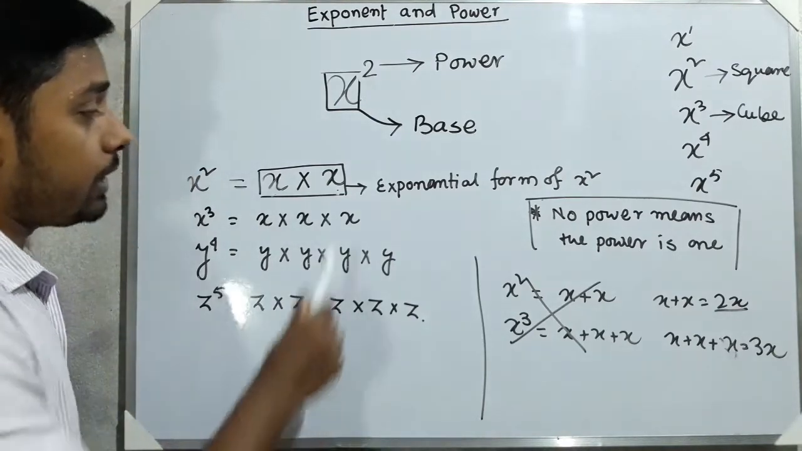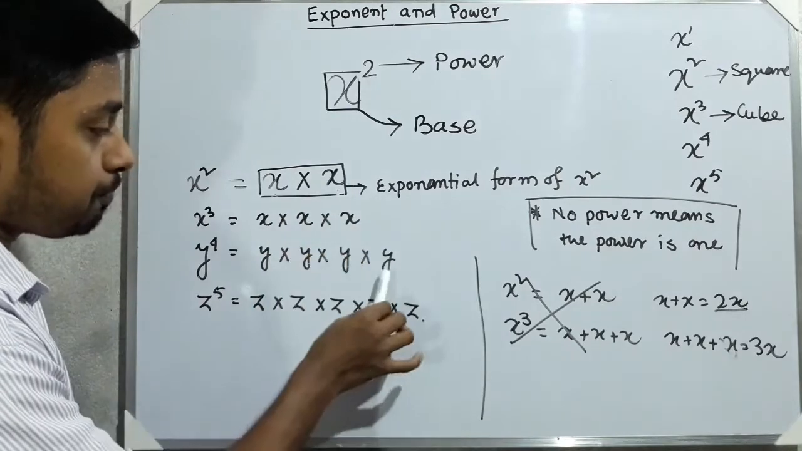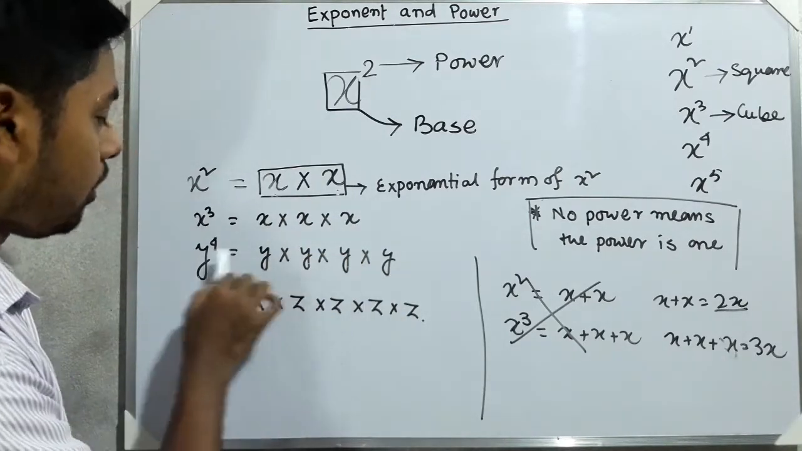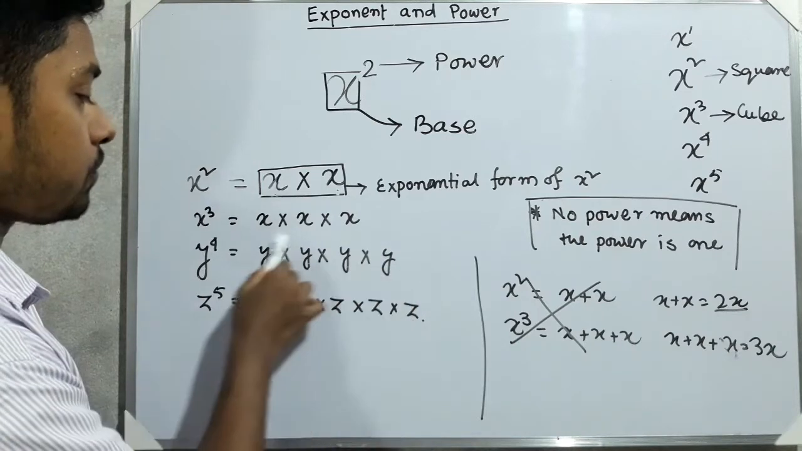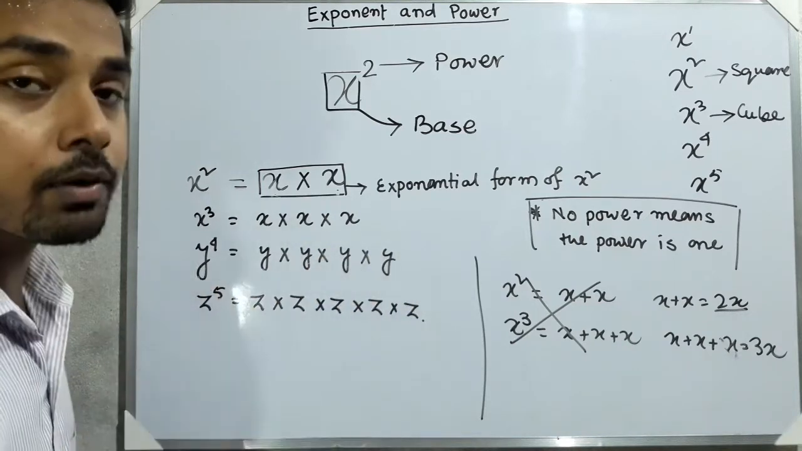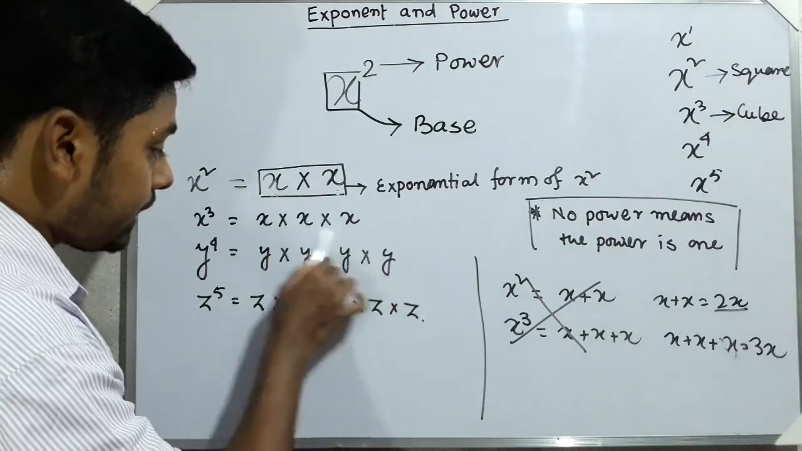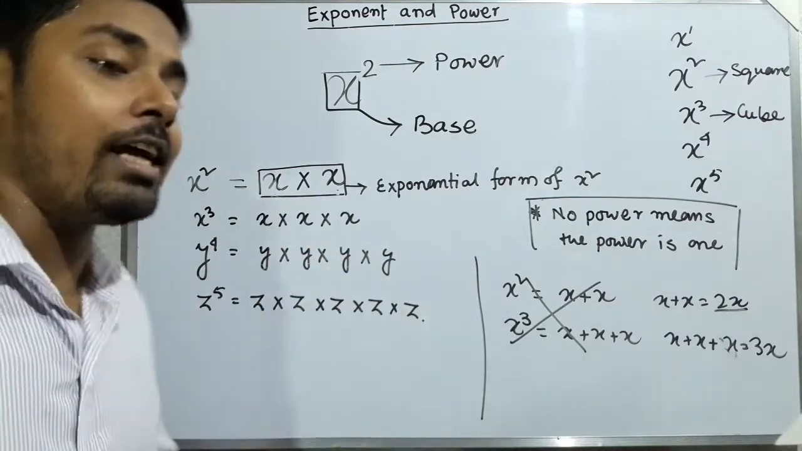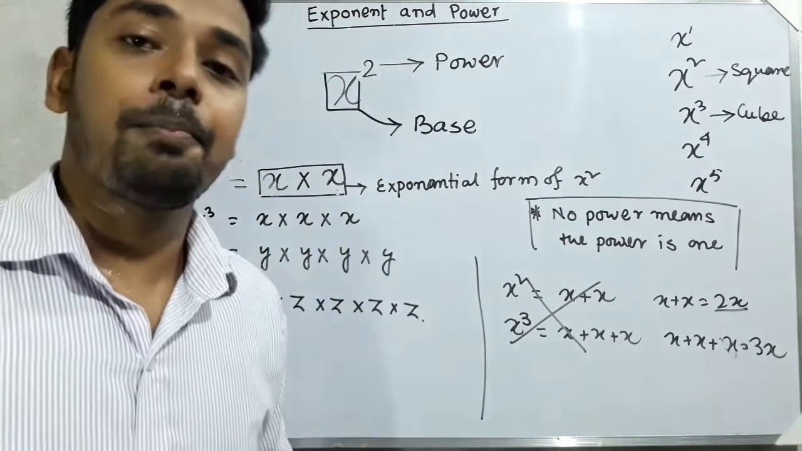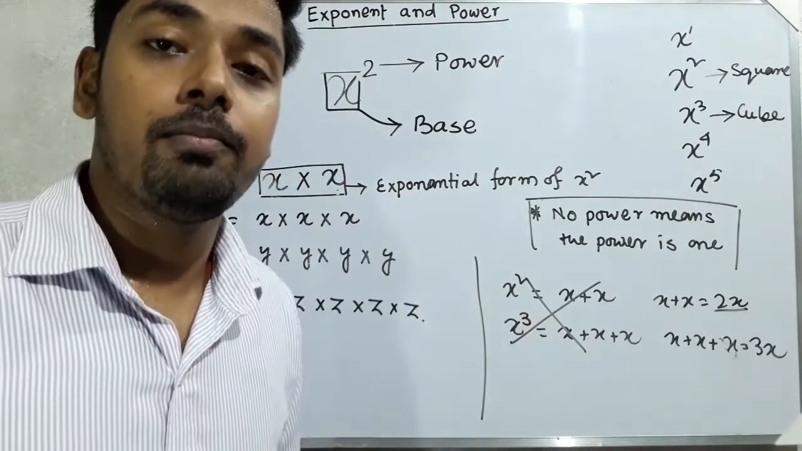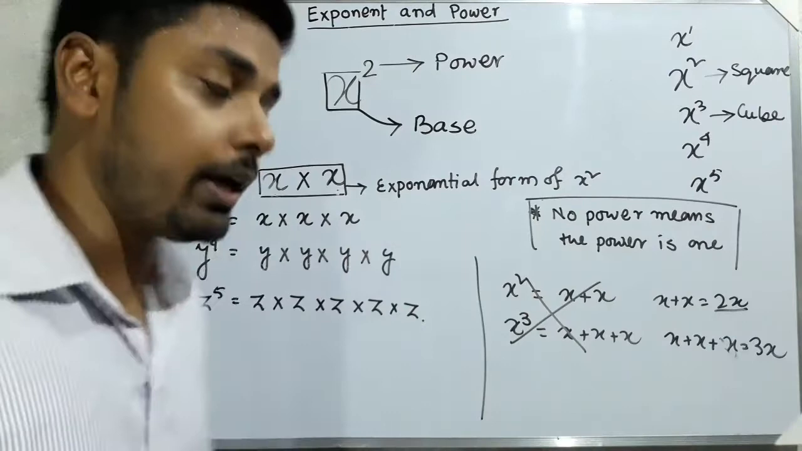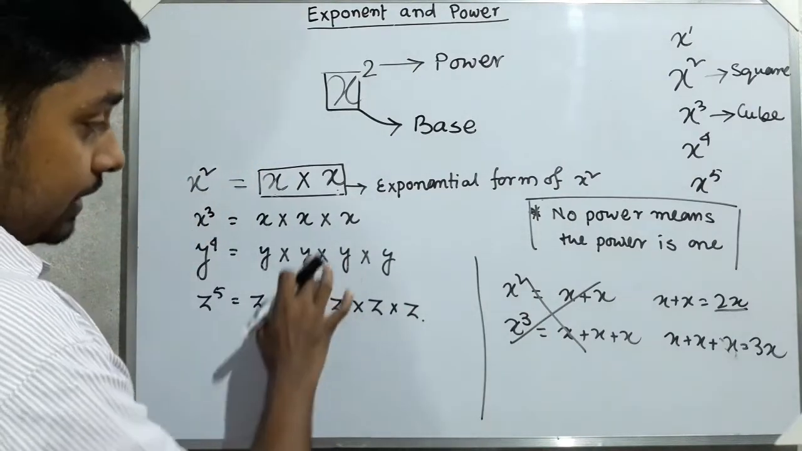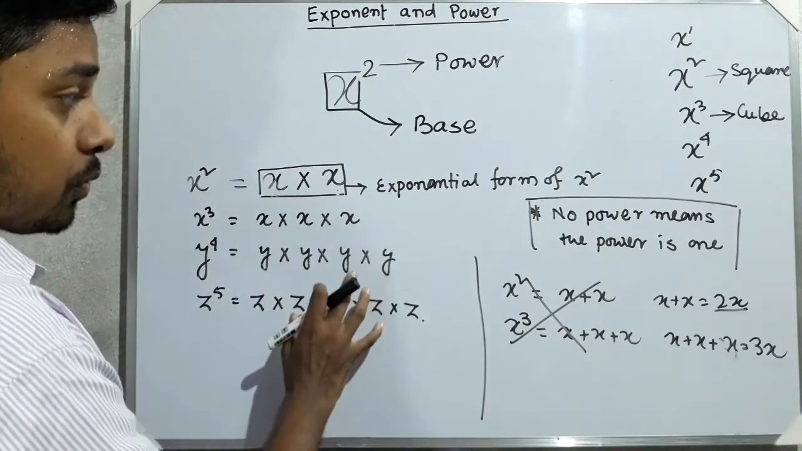So actually this is the expanded form of this one. You can say y to the power 4 expanded form means this one is the expanded form of y to the power 4, and this is also the exponential form. Exponential form means expanded form. Okay, so these are all exponential forms.